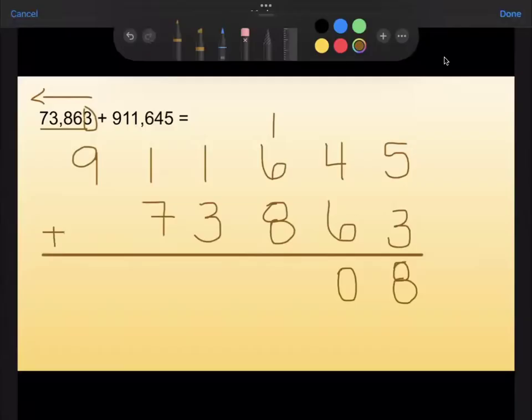1 plus 6 is 7 and 7 plus 8 is 15. So that means I'm going to have to put the 5 here and regroup the 1 to the next place value. 1 plus 1 is 2, and 2 plus 3 is 5. So I can go ahead and put that 5 right here. Now that was a single digit answer, so I didn't need to do any regrouping. 1 plus 7 is 8, and 9 plus nothing is 9. So my final answer here would be 985,508.